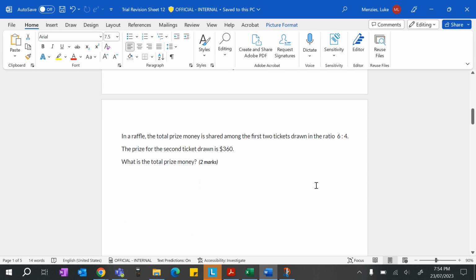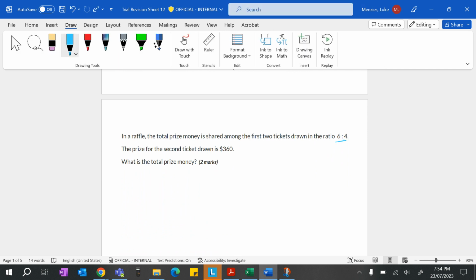So ratios. In a raffle, the total prize money is shared among the first two tickets drawn in the ratio 6 to 4. The second prize is $360. What's the total prize pool? Okay, so you want to look at what the total is. Total parts: there's 10 parts. So what that's saying is second prize, 4/10, is equal to $360.